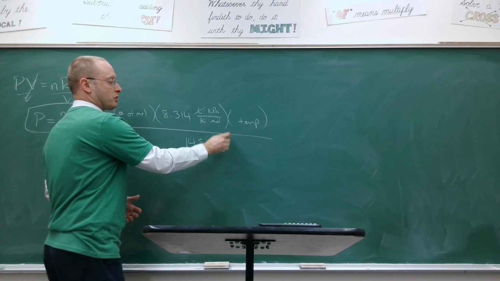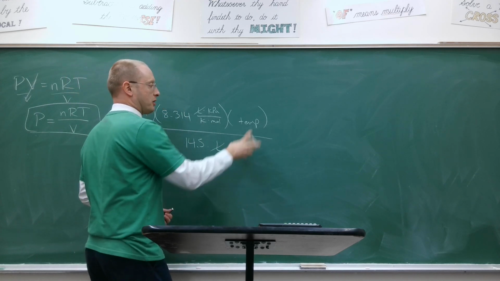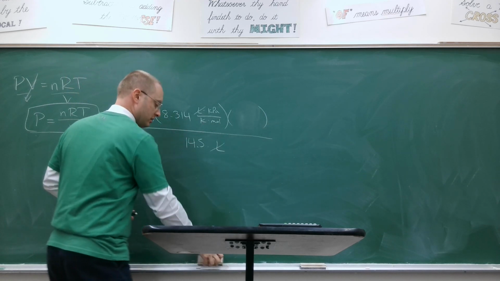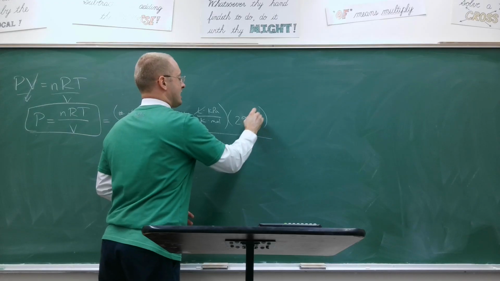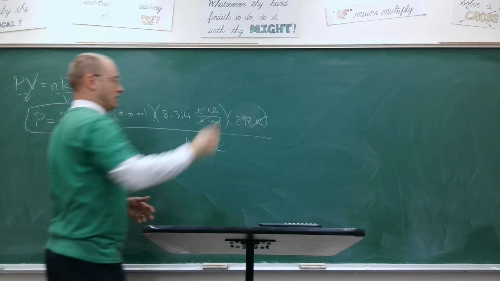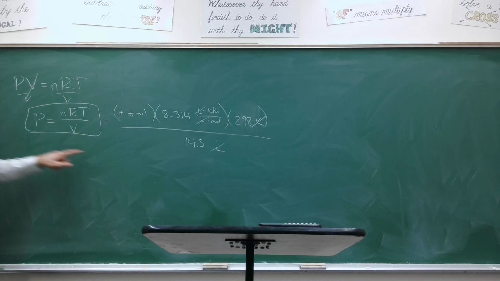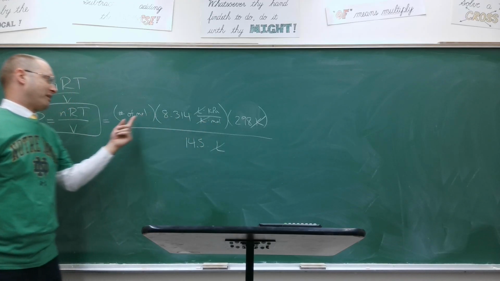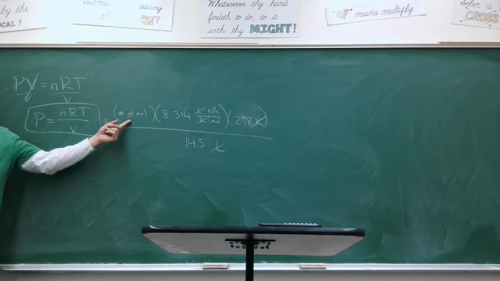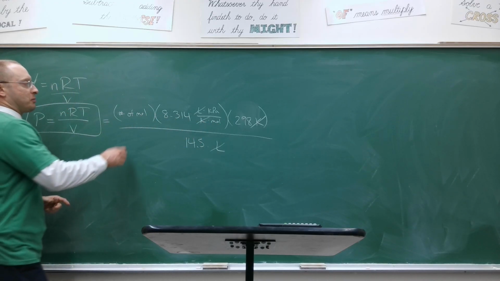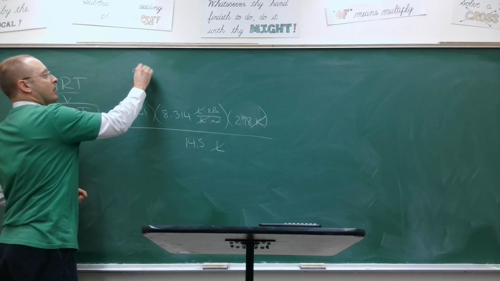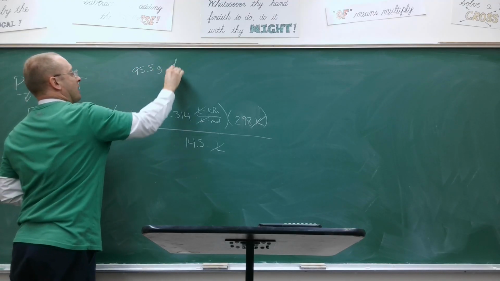And by the way, the liters will cancel. The temperature we don't have to wonder about. They tell us 298 Kelvin. And again, that allows the Kelvins to cancel. We know the pressure is going to be the kilopascals. It's just the moles have to cancel. And they don't tell us the number of moles. Instead, class, it says we have 95.5 grams of, what is it?